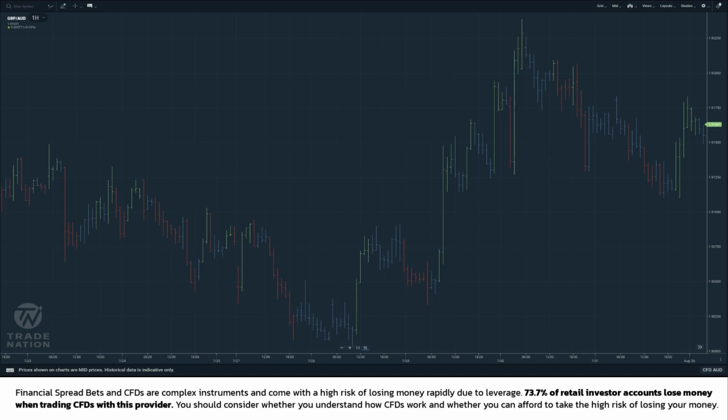One of the key points is that the Elder Impulse System should not be treated as a standalone buy or sell signal. It is better understood as a trend and momentum filter, helping traders assess whether market conditions appear aligned, whether price pressure may be strengthening, and whether momentum could be starting to fade.